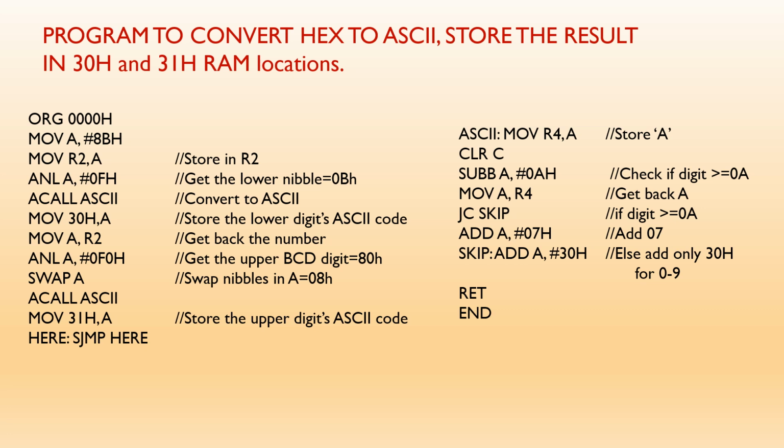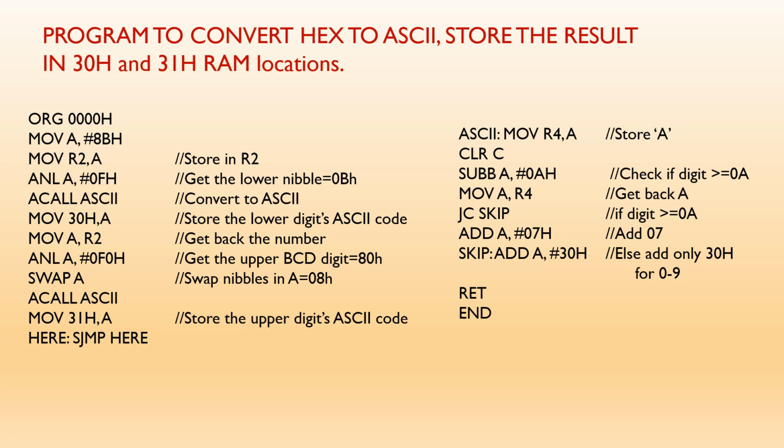After the subtract instruction, the carry flag will be altered based on the result. If the contents of A are greater than or equal to 0A, then the carry flag is equal to 0, so the carry flag is reset. If the contents of A are less than 0A, then the carry flag is set. Based on that, I'll use the jump on carry instruction. If the carry flag is set, which means the data is less than 0A, then you go to the skip label.